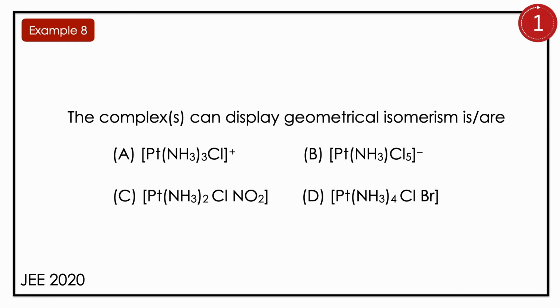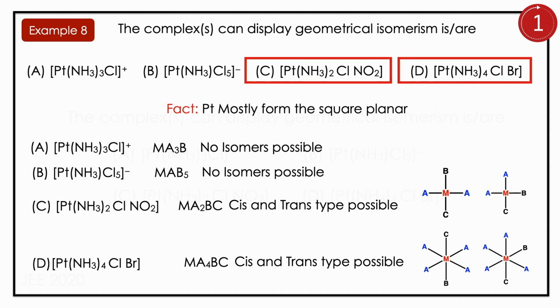Then the next example: the complexes that can display geometrical isomerism are: A, platinum with 3 ammonia and Cl; B, platinum with 1 ammonia and 5 Cl; C, platinum with 2 ammonia, 1 Cl and 1 NO2; D, platinum with 4 ammonia, 1 Cl and 1 Br. You should find which one will show geometrical isomerism. Here, if you know the general formula, you can clearly identify the isomers.